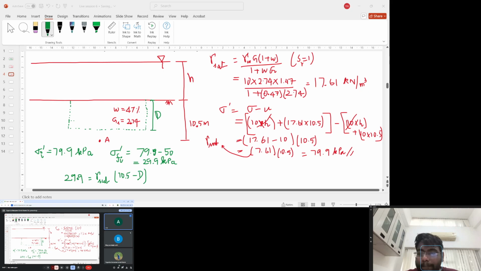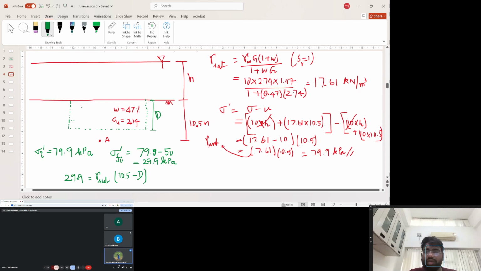We are finding D, not the depth below. Then directly you can write gamma submerged into D. To make it clear, now we are removing this, right? The remaining soil will be about this only. So for that it will be 10.5 minus D. The contribution of the soil above it to the effective stress results in the 29.9 kilopascal.